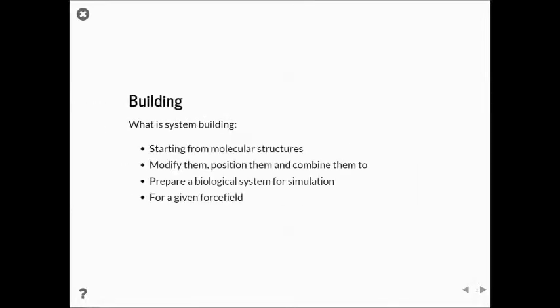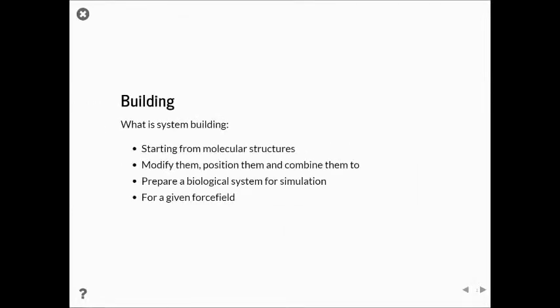So when we want to build a system, essentially we want to prepare our simulation box for simulation. So we start with some molecular structures. We want to modify them, position them correctly in the way that we want, and combine exactly all of the molecules that you want into one system. And all of this, you want to do for a specific force field. So usually we use CHARMM, or you can also use the Amber force field.